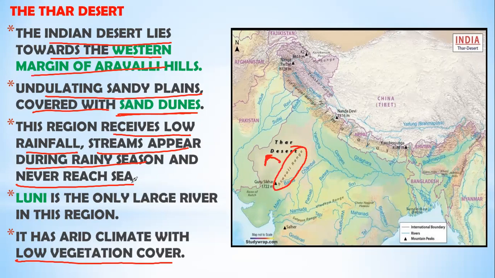That is because the percolation rate of water in sand is very high. Water seeps through the sand at very high rate, due to which the small streams that form during rainy season disappear after the rainy season ends. Luni is the only large river in this region. It has arid climate. Arid climate means the climate that has no moisture.